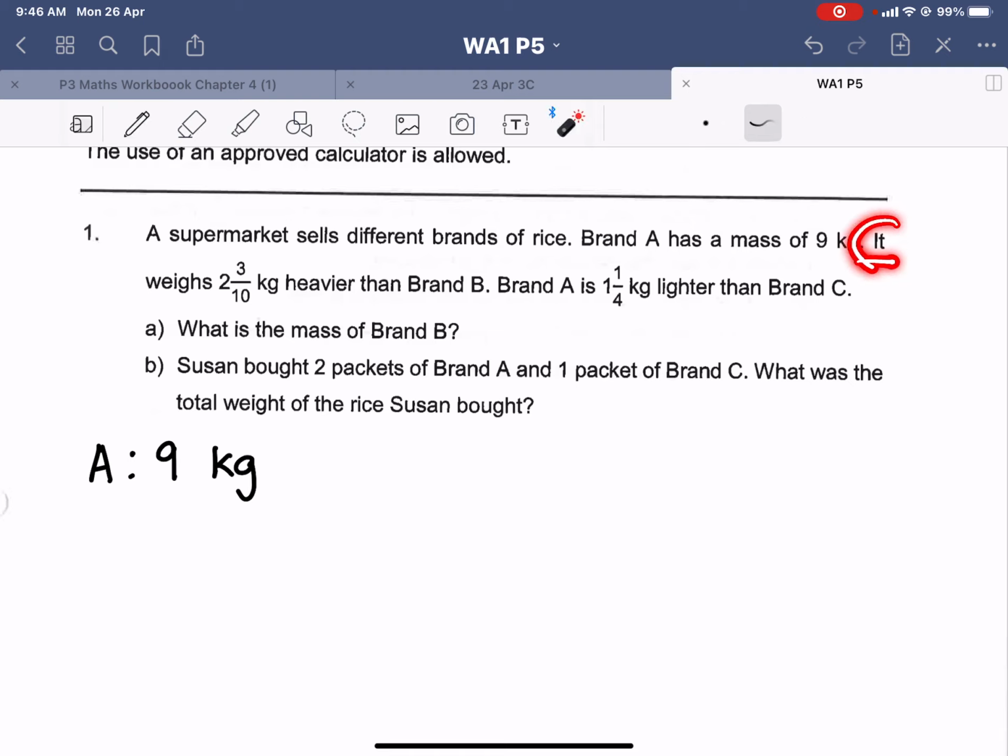It. What is this it? This refers to brand A, right? Brand A is heavier than brand B. Wow. So brand A is the one that's heavier, right? If brand A is the one that's heavier, then brand B must be lighter. Lighter by 2 whole 3/10. Alright, so this is playing with a little bit of language.